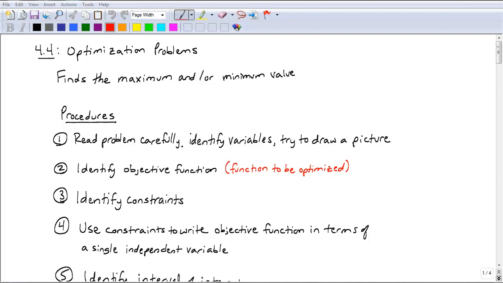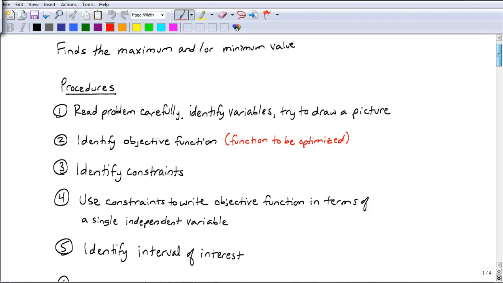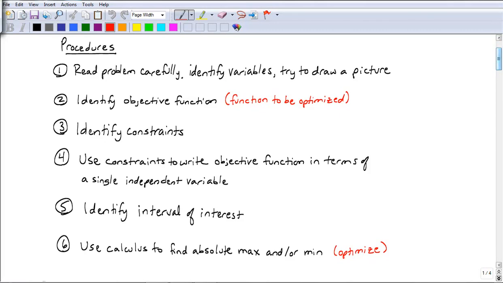Section 4.4 is the optimization problems section. And what this does is it uses real-world examples, and you find the critical values and the mins and maxes. So that's what optimization means: it finds the minimum and/or maximum values of a function. To do an optimization problem, you need something to take the derivative of, and you need to set the derivative equal to 0 or find out where it's undefined. We can use that to find our critical points and our extreme values.